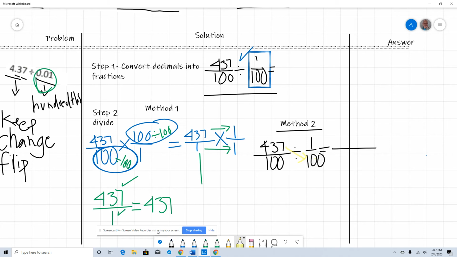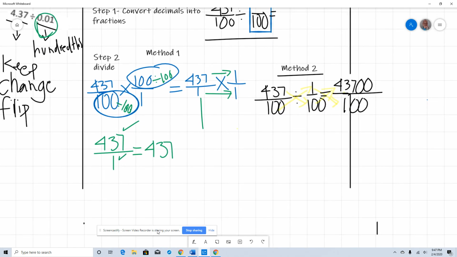So now it will be 437 times 100. Let me use my marker. 43,700. Let me write this correctly. 437 and 00. And we're going to do the other one. So now we're going to multiply the denominator of the first fraction with the numerator of the second fraction, and that answer is going to be written on the denominator. So that's going to be 100 times 1 equals 100.